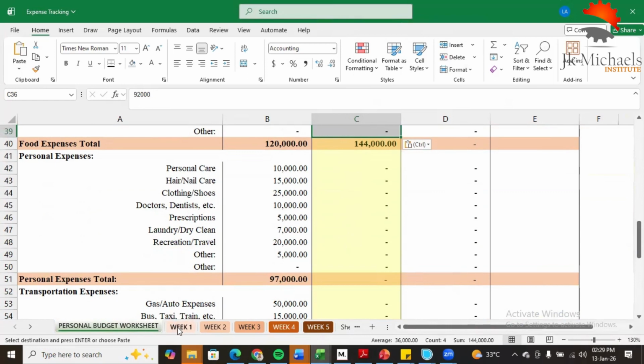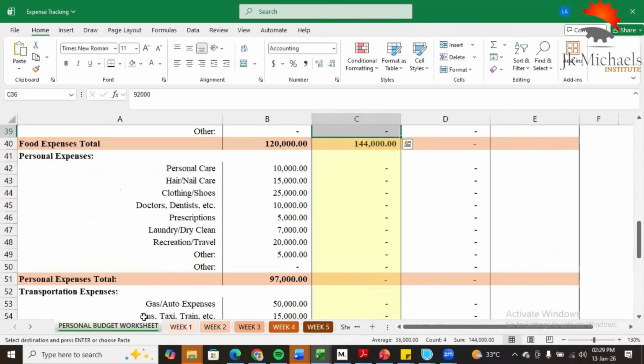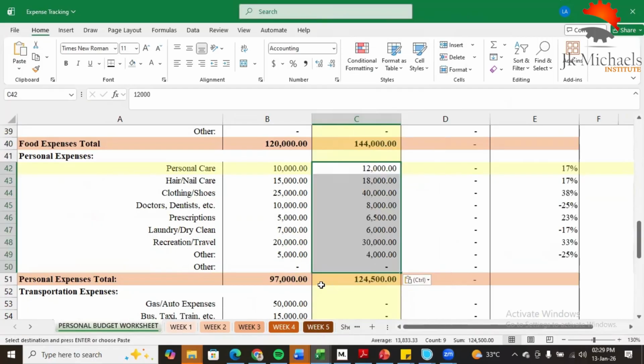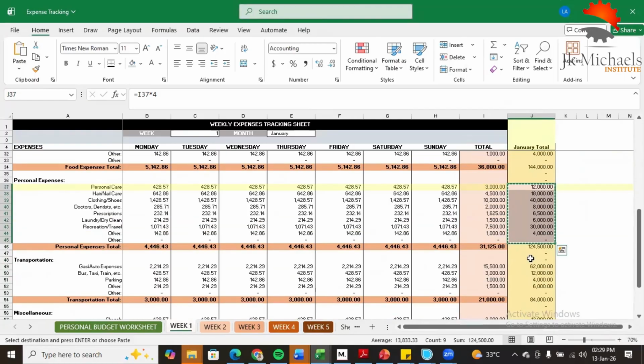Let's look at personal expenses. Personal expenses. I put that in. Okay, 124,000. Oh my God. Did not do very well there. 97 against 127. Then let's look at my transportation expenses.